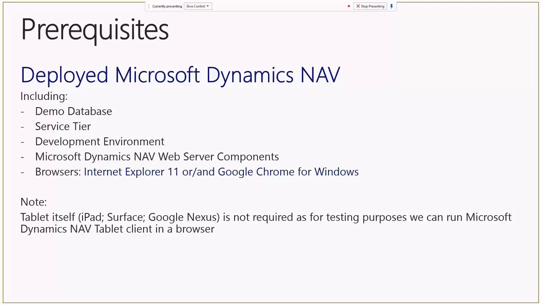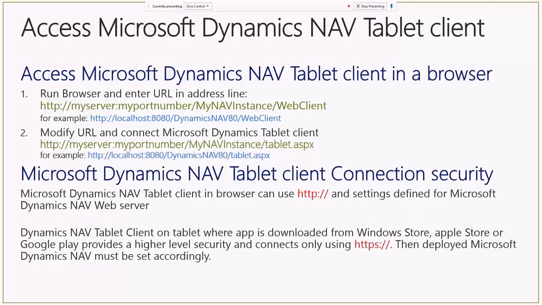And one big note here: the tablet itself is not required. So really, you don't need to buy a tablet to start developing for the tablet client, because we can use the Microsoft Dynamics NAV tablet client in the browser. As soon as you install all the stuff, you can try to see how the Microsoft Dynamics NAV tablet client works. First of all, we open the browser and enter a URL, for example, in the syntax I provided.